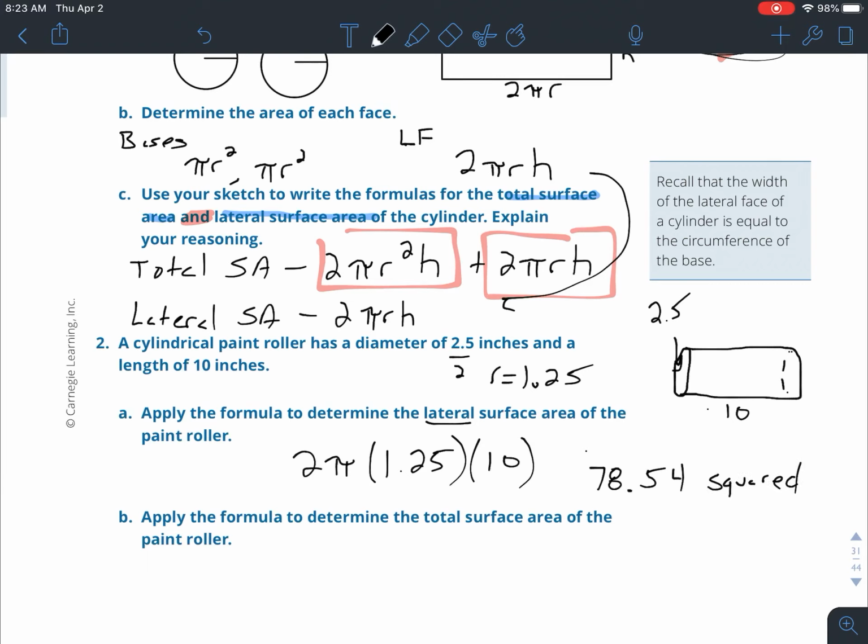And they're using the measurement of inches here, so we have to write squared inches. And that is our answer.